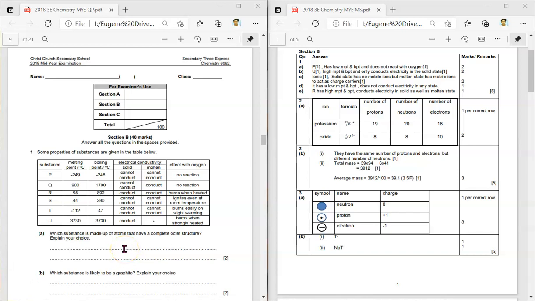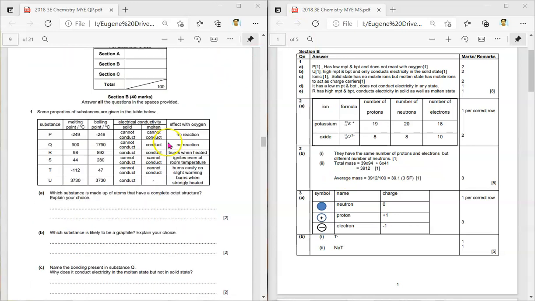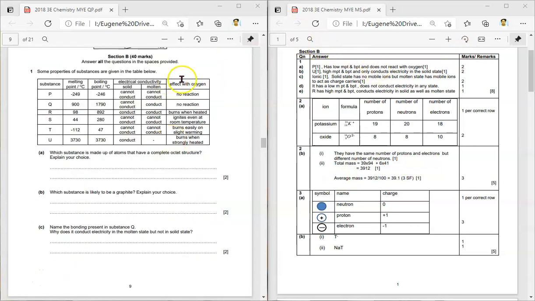Okay, so I'm going to go through the answers for section B. I have the question on the left side and the answers on the right hand side. I'm just going to run through it quickly. Okay, so let's go on to section B, question 1.